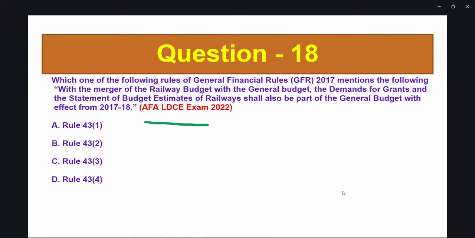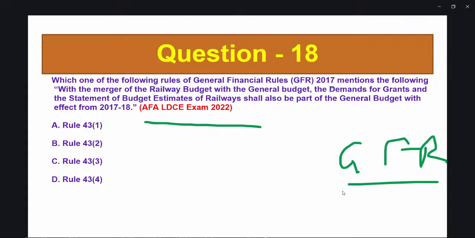This is AFA 22. Please go through. Yesterday we discussed GFR. With the merger of the railway budget with the general budget, the demands for grant and statement of budget estimates shall also be a part of the general budget with effect from 2017-18. This is the authority for the merger of budget, officially informed. So it is a little difficult. They are given in rule 43, sub rule 1, 2, 3, 4.